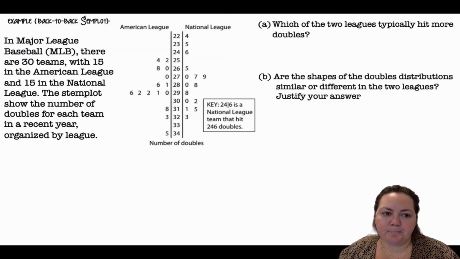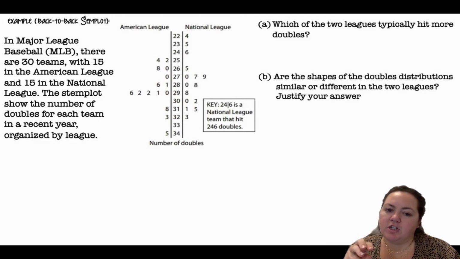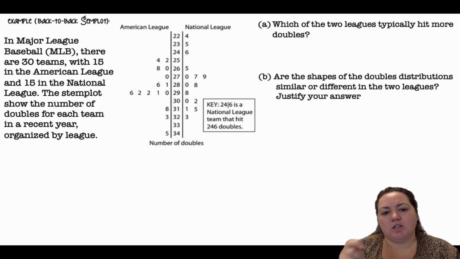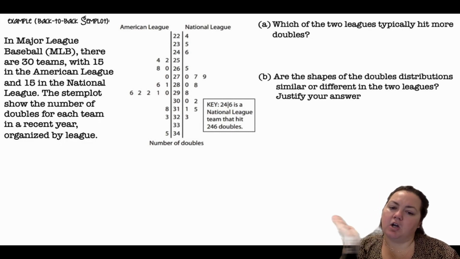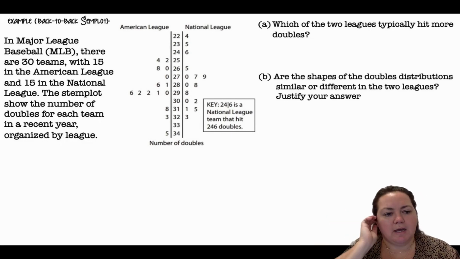All right, a back-to-back stem plot. So this one, again, is a little bit more difficult when you're trying to talk about the shape, because you have to imagine turning the one. The one on the right side is easier to envision because you can turn it. The other one, you have to imagine flipping it across the number line and then turning it.